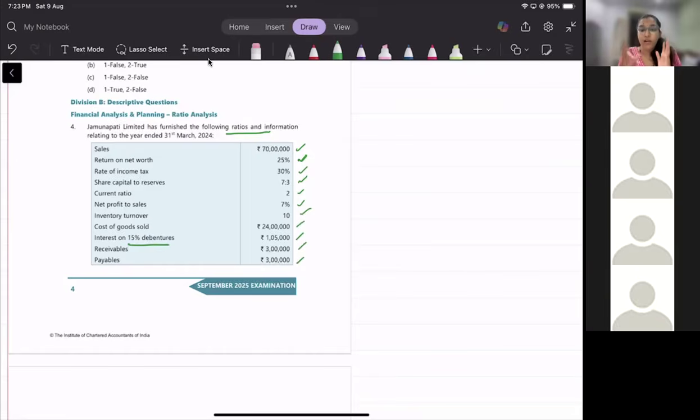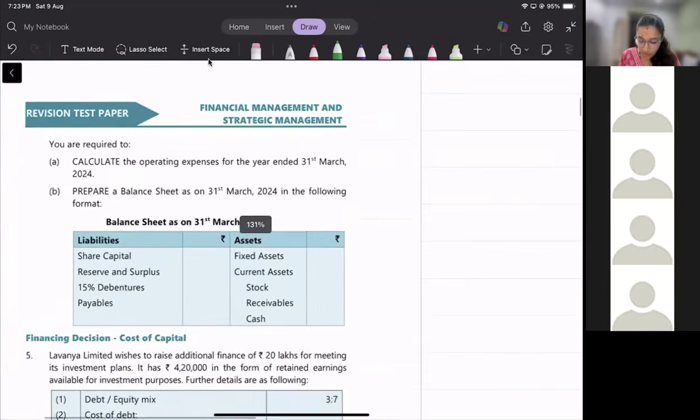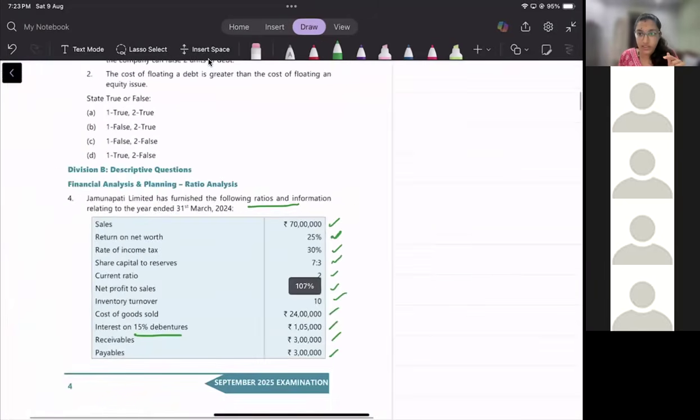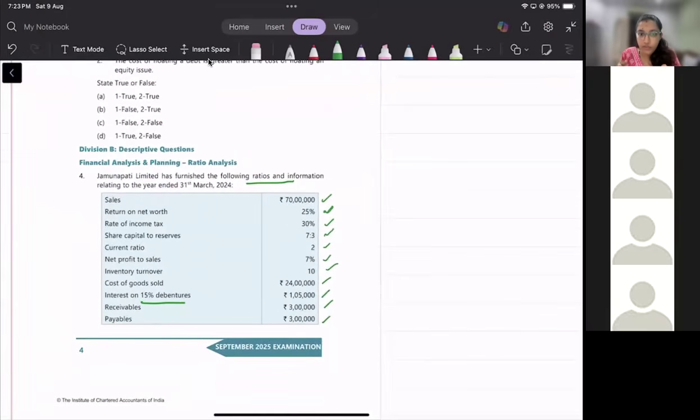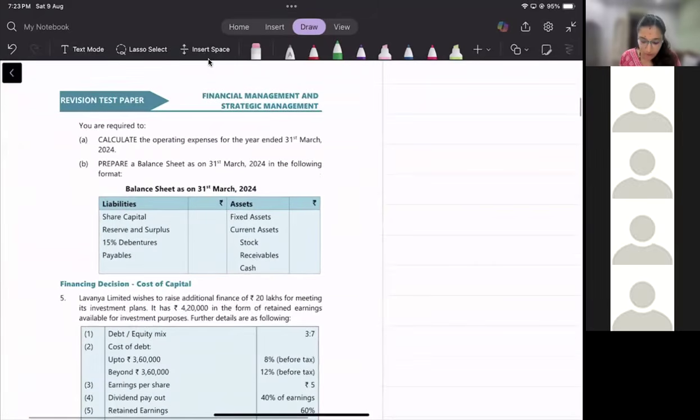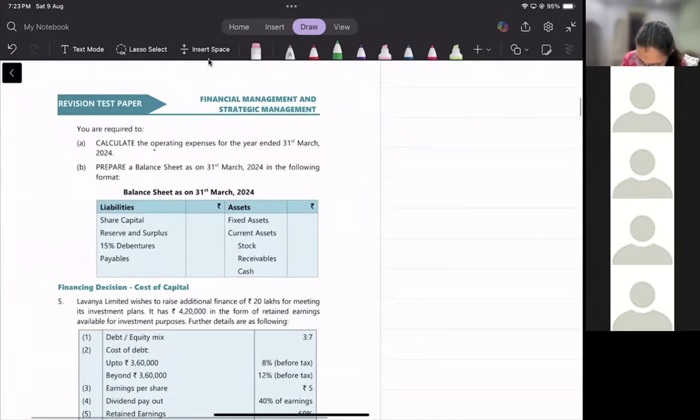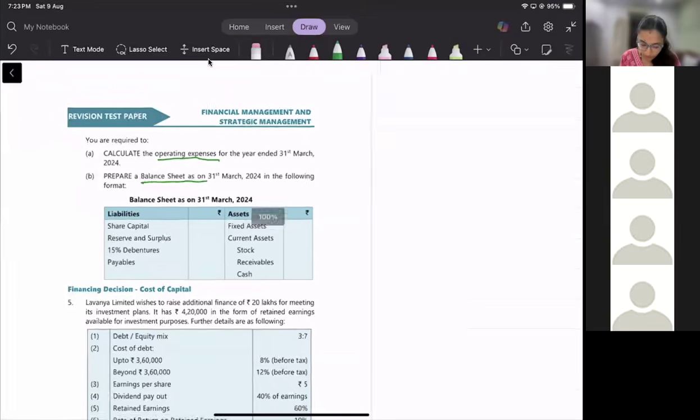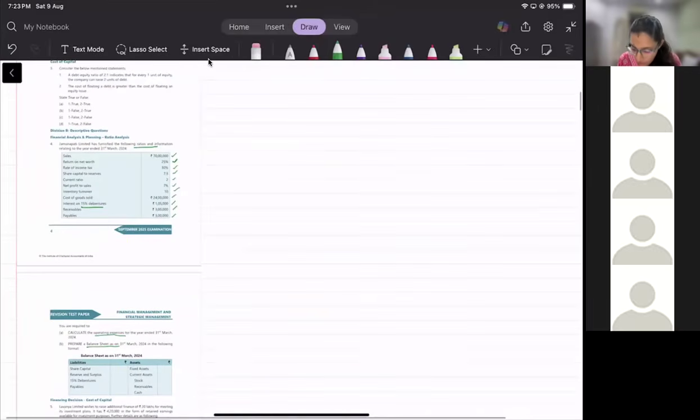See, one more thing. For FM, when you are reading the question, read the question with full mind. Because when you go to exactly what the question is asking, you should not go back to the question and read once again. So when you are reading it for the first time, make sure that you are reading it properly. Okay, so now let's see what they have asked. Firstly, they have asked to calculate the operating expense for the year ended 31st March 2024. And secondly, they have asked us to prepare a balance sheet. And the good thing is they have already given us the balance sheet format. So we'll start with part A.